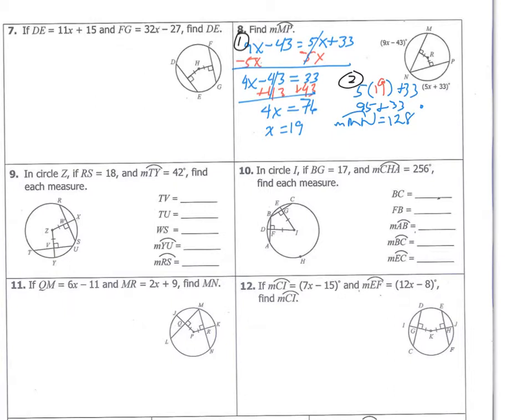So what that gives us is this is 128, this is 128. So take 360 and subtract 128 and subtract 128. What do you get? 104. Does that answer the question? So step 3, the measure of arc MP is equal to 104 degrees.